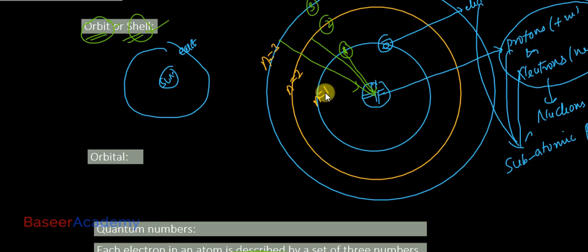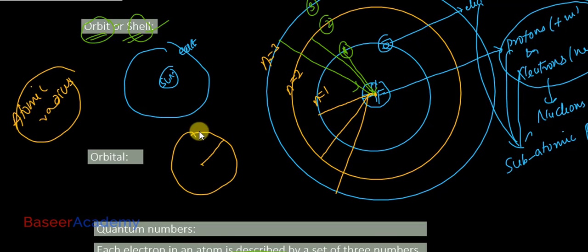So you see, as the n value increases from 1 to 2, from 2 to 3, the size also increases. When n is equal to 1, the size was this much. When n is equal to 2, the size is this much. When n is equal to 3, the size is this much. So the size of the atom is increasing as the n value increases. And we say that the energy also increases, right? Because the energy of the second orbit is more than the first orbit. Energy of the third orbit is more than the second orbit.